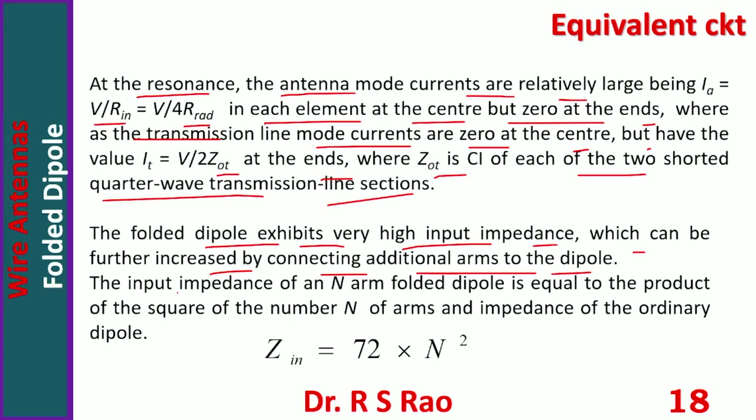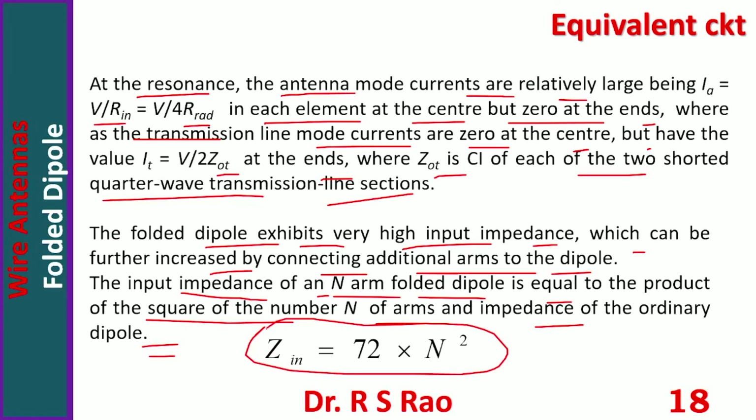It is an advantage, it's a plus point. So high input impedance to an antenna is always a sought after quantity. The input impedance of an n-arm folded dipole is equal to the product of square of number of arms and impedance of the ordinary dipole. This is a standard formula, widely used, most popular formula. Zin of a folded dipole with n arms is given by 72 into n square. Here n is the number of arms.